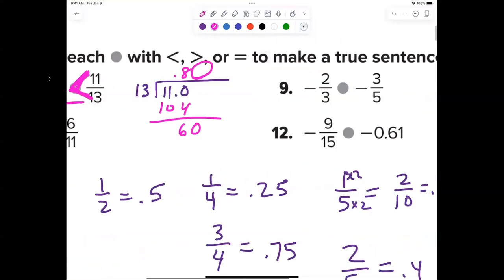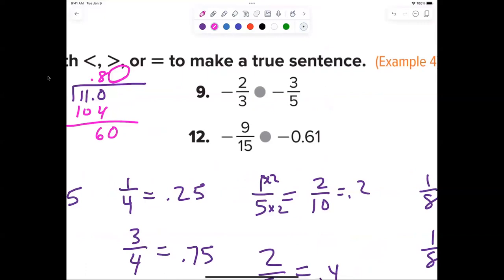All right, let's check out number 9. Uh-oh. So we've done this enough already. Everybody should be able to look at negative 2/3 and tell me that's what decimal? Negative 0.6 repeating. That's correct. And what's negative 3/5? Negative 0.6. Now listen, some of you remember your work from last year. I'm okay with that. Some of you are cross multiplying, stuff like that. But again, I really want you to know this.